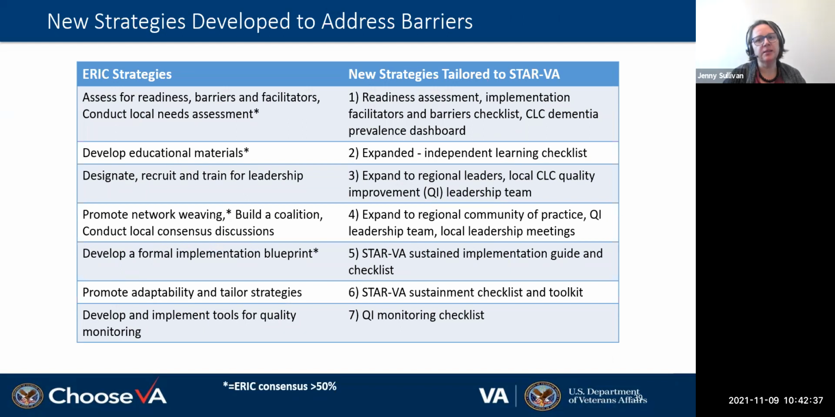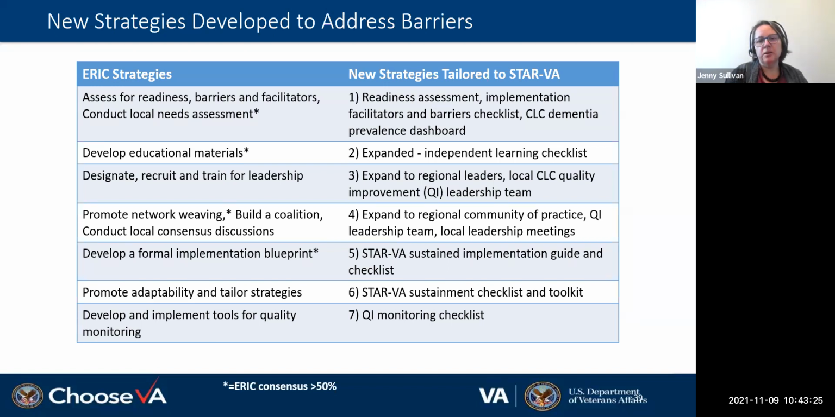Interestingly, the team also identified opportunities for implementing additional strategies, which would require additional resources from our partner. Some of these strategies are on this slide, and I'm counting 7 that were developed. There was a readiness assessment checklist to ensure CLC teams and sites had what they needed for success. They came up with a dashboard to help identify which CLCs had higher numbers of residents with dementia. Expanded educational materials, including an independent learning checklist. They expanded engagement to leaders in regions, which in the VA are called VISNs, and then with local quality improvement leadership teams.